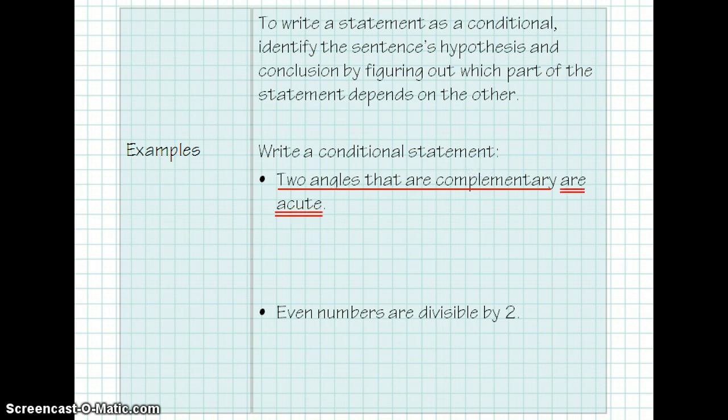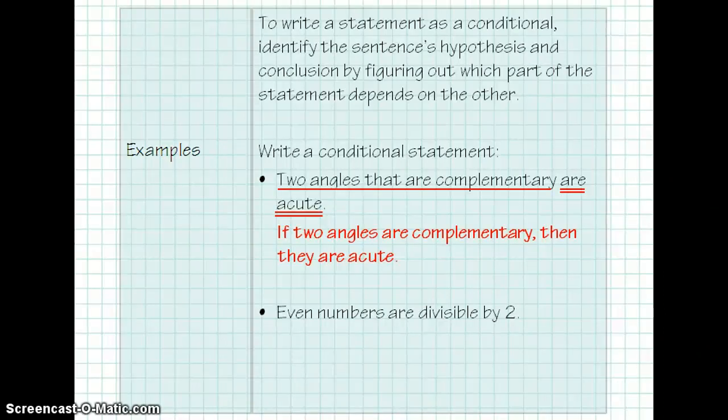So the way that I do that then is I'm going to put that together and say, if two angles are complementary, then they are acute. So notice I had to add some words in order to make it work out as a nice grammatical sentence. But it still means the same thing, we just added the conditional part to it.